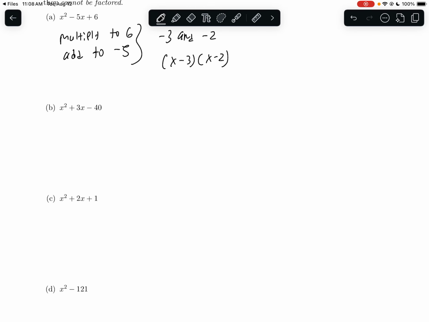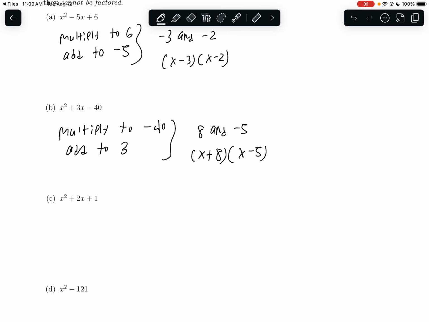For the next one, it's very similar. Here, we need two numbers that multiply to -40, and they have to add to 3. So if they multiply to a negative number, one has to be positive and one has to be negative. We can pick 8 and -5 will work because 8 minus 5 is 3, and if I multiply them, I get -40. And so x plus 8, x minus 5.